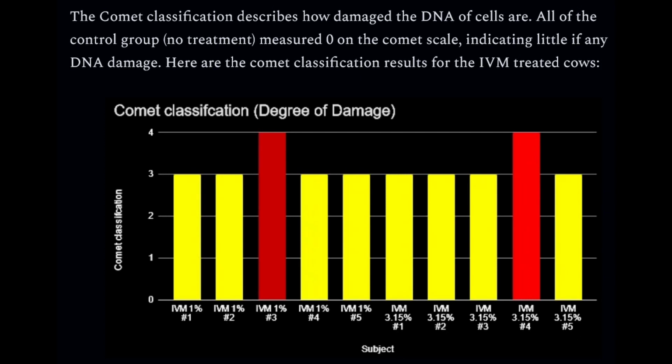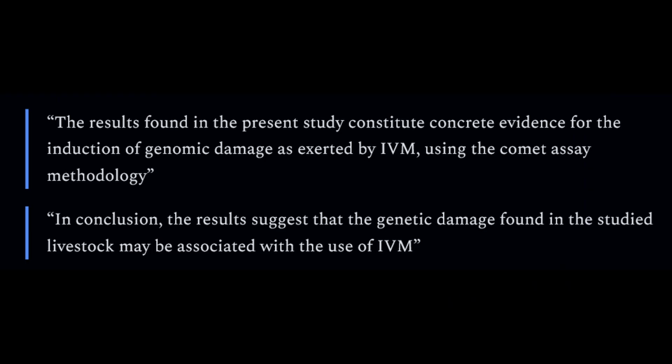Despite all of the control cows scoring a 0 on the Comet Assay, which measures DNA damage, 8 of the ivermectin-treated cows scored a 3, with Comet classification, meaning very damaged. And worse still, 2 of the cows scored a 4. So all the controls scored a 0, very little DNA damage. 8 of the ivermectin-treated cows scored a 3, high damage, and the other 2 ivermectin-treated cows scored a 4. So a very, very concerning in vivo study. Quote, the results found in the present study constitute concrete evidence for the induction of genomic damage as exerted by ivermectin, using the Comet Assay methodology.